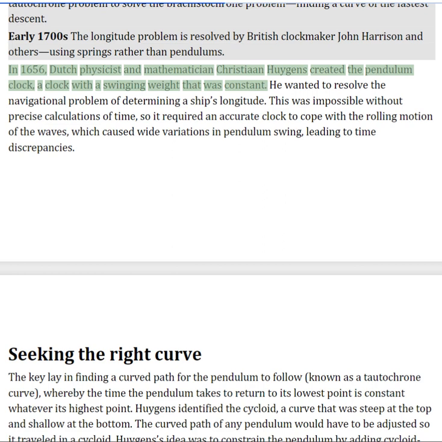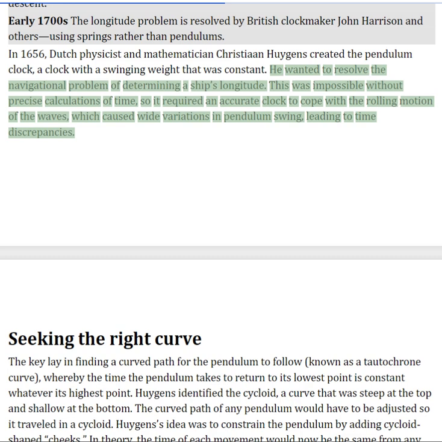In 1656, Dutch physicist and mathematician Christiaan Huygens created the pendulum clock, a clock with a swinging weight that was constant. He wanted to resolve the navigational problem of determining a ship's longitude. This was impossible without precise calculations of time, so it required an accurate clock to cope with the rolling motion of the waves, which caused wide variations in pendulum swing, leading to time discrepancies.